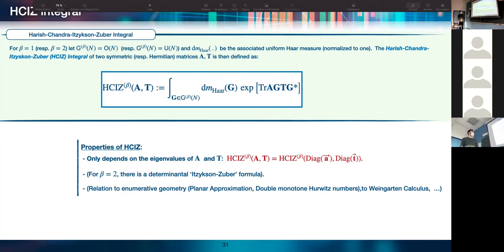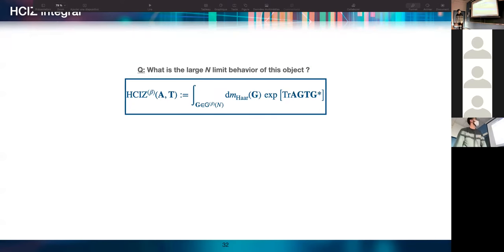But what I want to insist on here is that you can see from this formula, just by doing a change of variable, if you go to A from its eigenvalues, which I denote by lowercase a, then this quantity only depends on the eigenvalues of A and T. That would be the first property I will use on this integral. And then, first I will ask what is the large N limit of this object. This is also a quite well-studied topic.